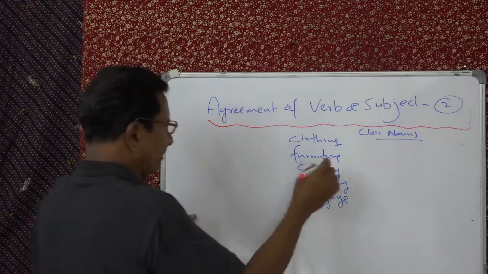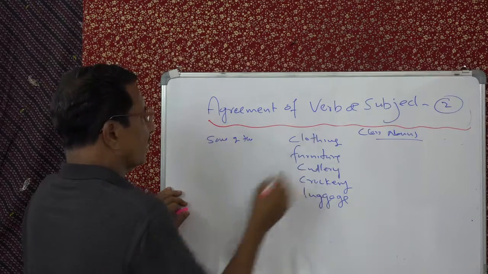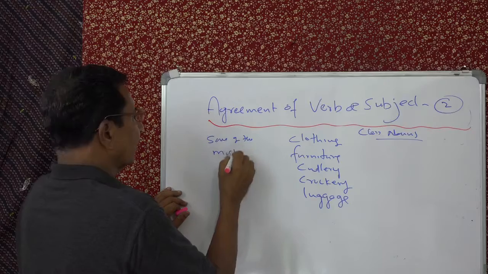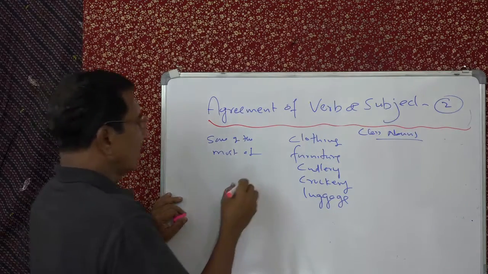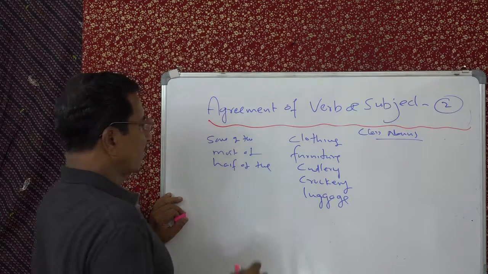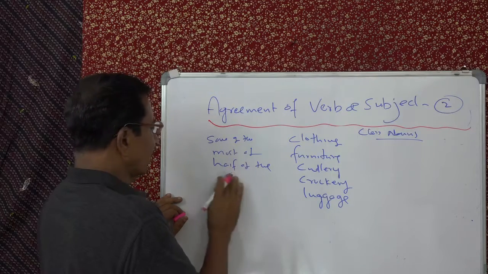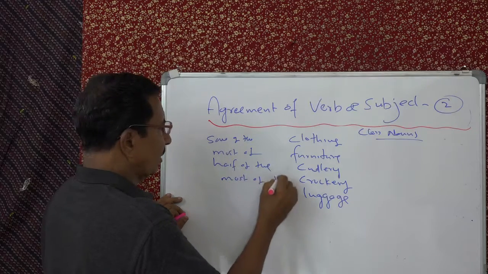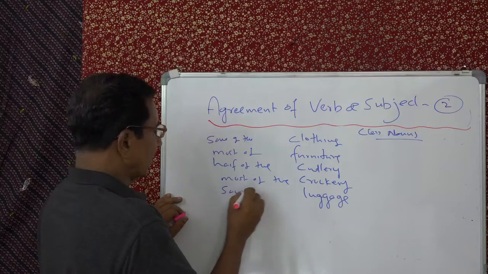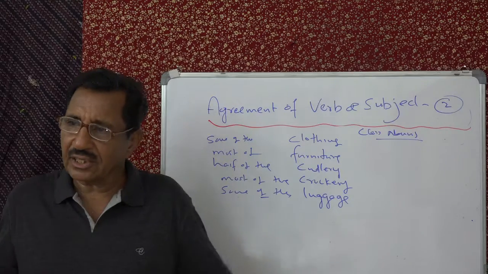Like some of the clothing, most of the furniture, half of the cutlery, some of the crockery. Then you can again say most of the crockery, some of the luggage. So after of you have got the class nouns, always singular.